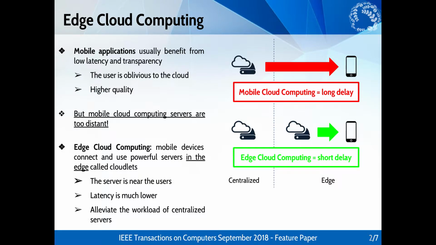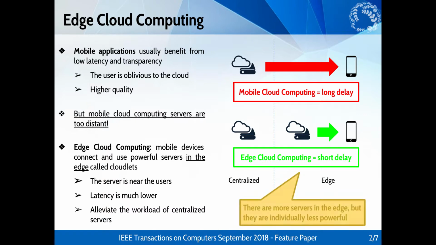This is where we have a paradigm called edge cloud computing, where mobile devices connect and use powerful servers in the edge called cloudlets. The servers here are near to the users, which means lower latency and shorter delays. This not only means a higher quality of experience for the users, but also helps us alleviate the workload of centralized servers, which can now focus on heavier applications. As a side note, the servers in edge cloud computing, or cloudlets, are located in the edge, and they are individually less powerful, but they are also higher in number.